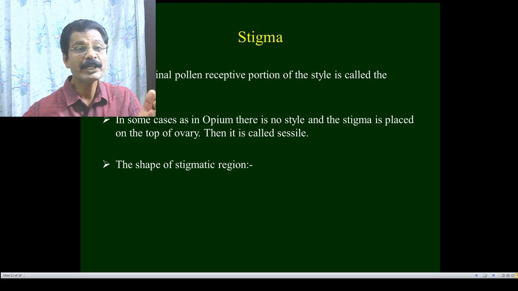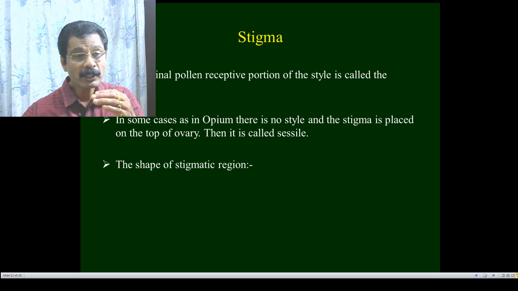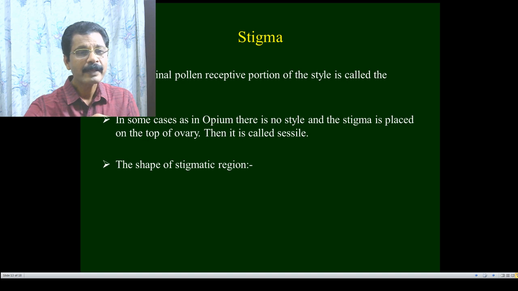Then coming to stigma, the topmost portion or the pollen receptive portion of the style is called stigma. In some cases, as in the case of opium, there is no style. The stigma is placed just above the ovary. Then it is called sessile. The shape of the stigmatic lobe varies from species to species.